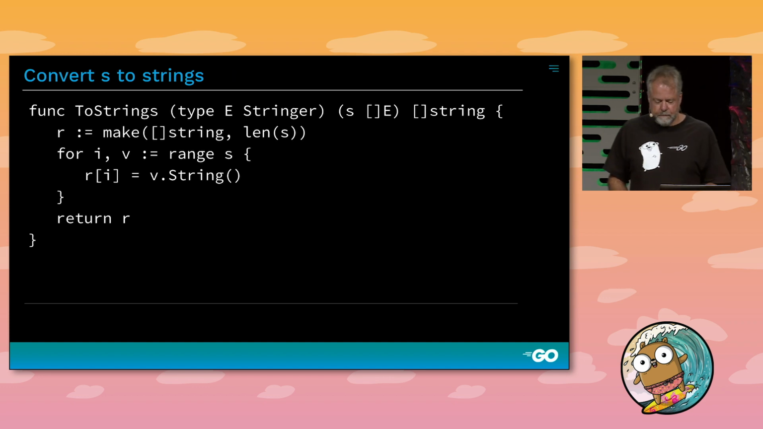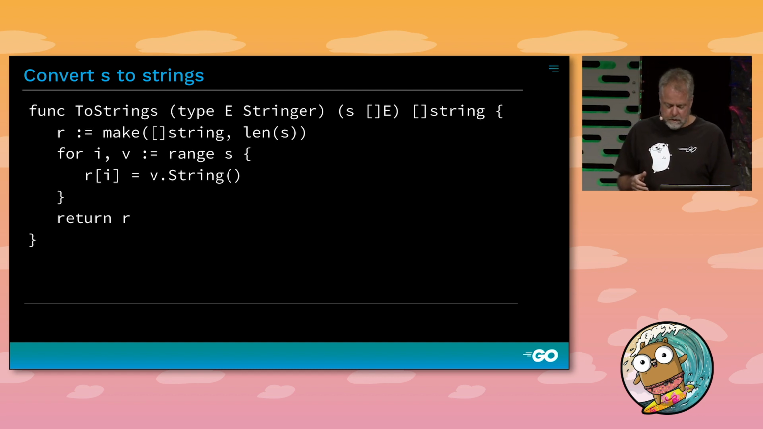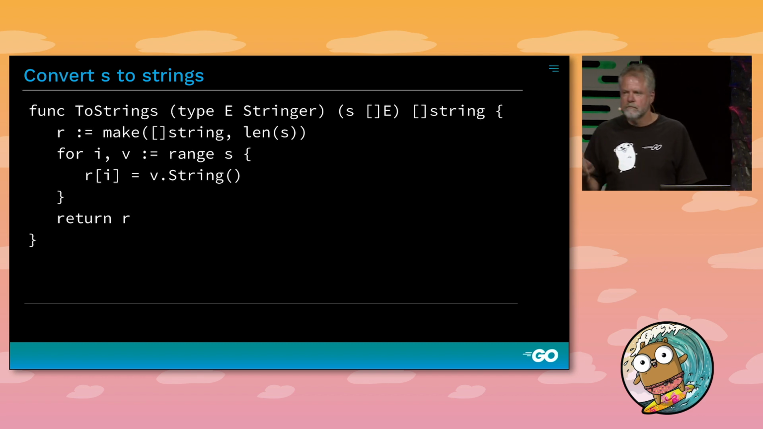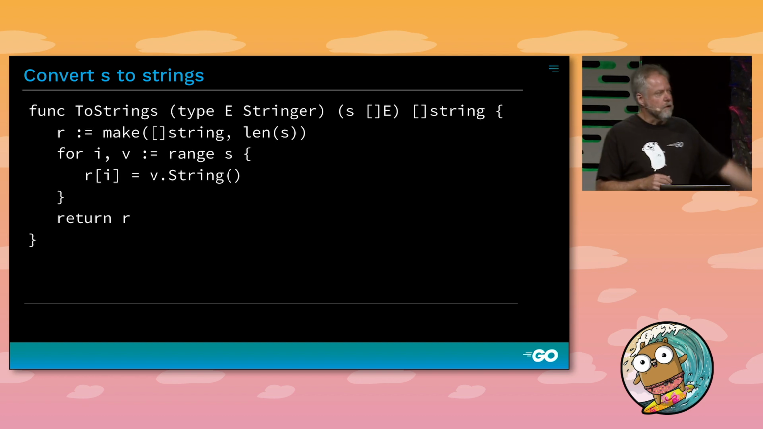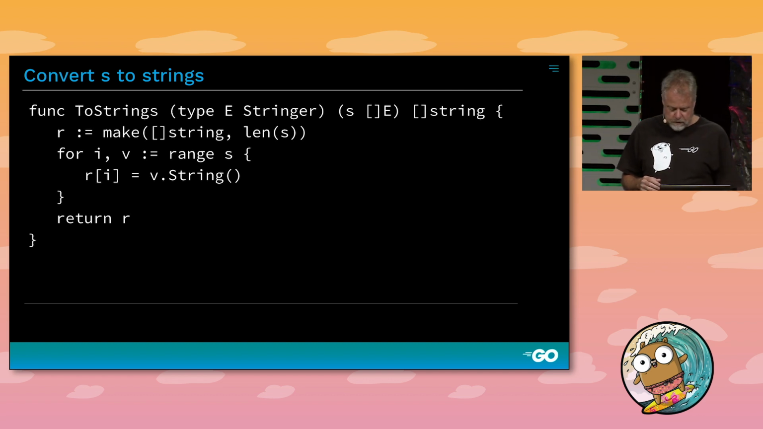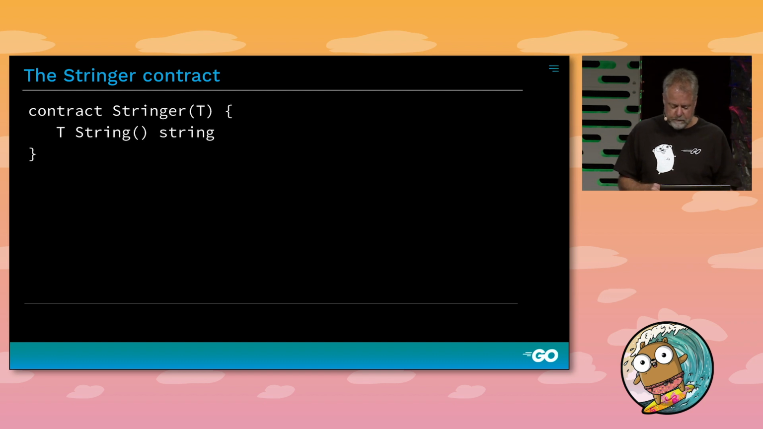Here's another example of a function that uses the String method to return a []string of the string representation of all the elements in s. It's pretty simple. Walk through the slice, call the String method on each element, return a slice of the resulting strings. The code is quite readable, I hope. This function requires that the element type implement the String method, and the Stringer contract, which we can see up there, ensures that. And here's the Stringer contract. It simply says that T has to implement the method String returning a value of type string.